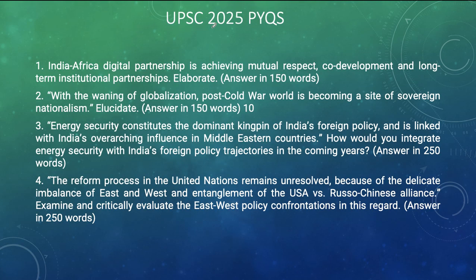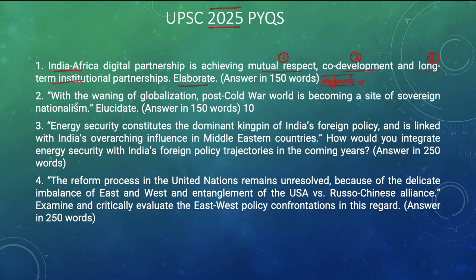Let's now focus upon the UPSC 2025 questions which were asked this year from the international relations column. India-Africa digital partnership is achieving mutual respect, co-development and long-term partnership. So they are asking you to talk about three major things and you need to elaborate on that. Whenever the examiner is asking you to elaborate, before the conclusion we should try to provide a way forward. Our conclusion should be futuristic. Moreover, while talking about the Indo-Africa relationship, we should talk about three major subheadings: mutual respect, co-development, and then long-term institutional partnerships. So in that way, we can fetch maximum marks in this question, students.